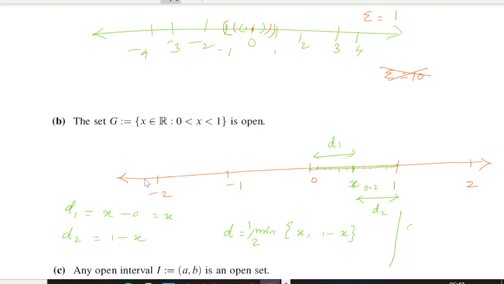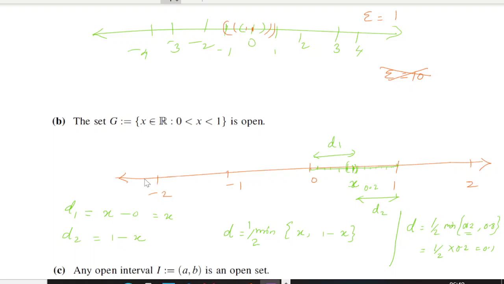So what should be my d? d should be equal to 1 by 2 into the minimum of 0.2 comma 1 minus 0.2, that is 0.8. So I'll get 0.2, that is 1 by 2 into 0.2, that is 0.1. Now suppose I am taking this 0.1 on this side and this side also, distance. Can I get an epsilon neighborhood which is completely contained inside this set?